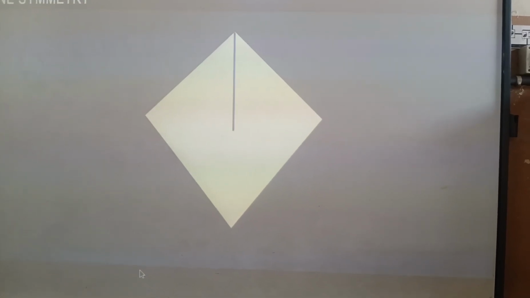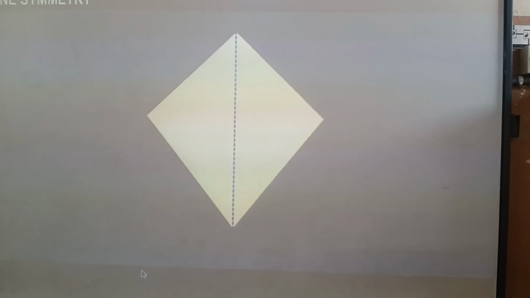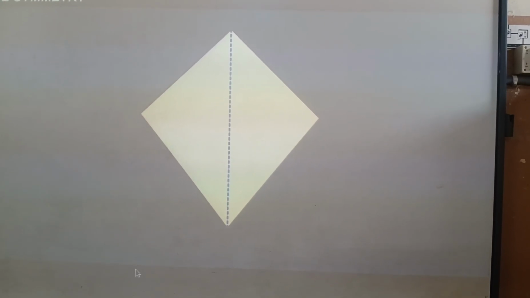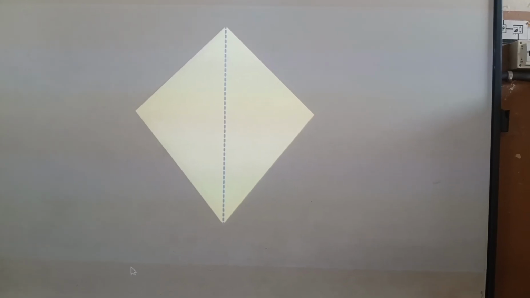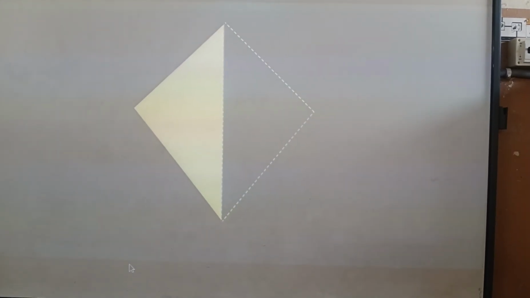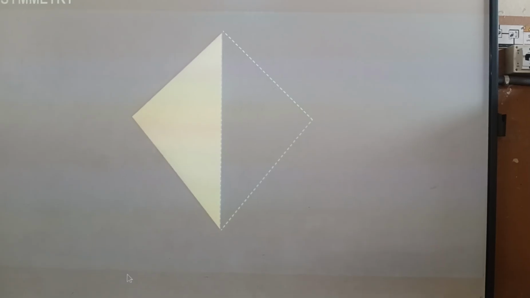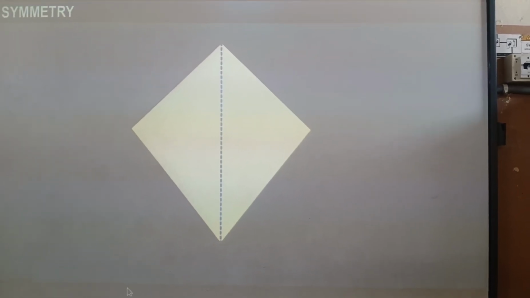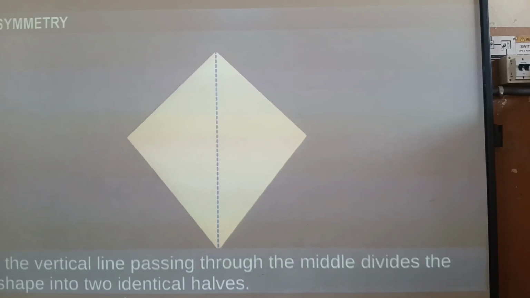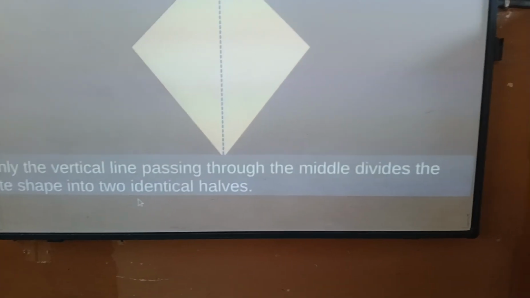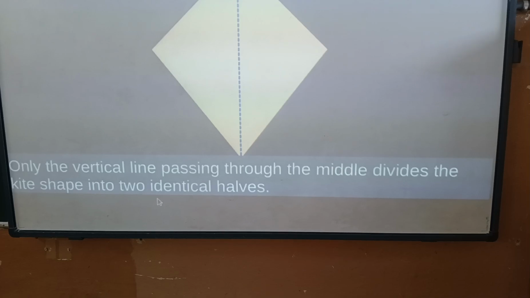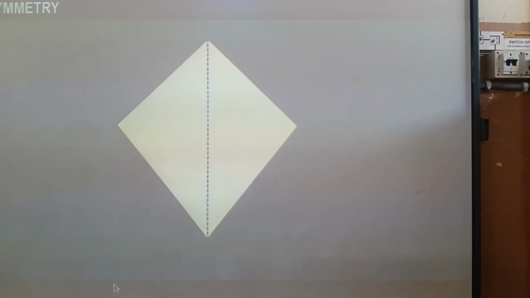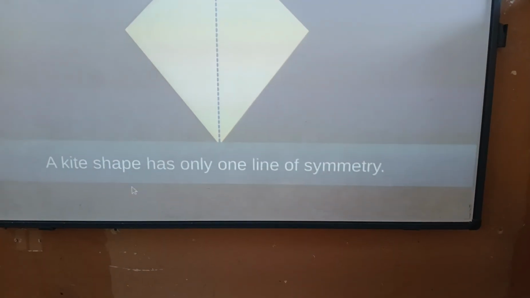Now, consider this vertical line. Let us see if this is a line of symmetry for the kite shape. As the vertical line divides the kite shape into two identical halves, it is a line of symmetry for the given shape. If you try folding a kite in different ways, you will see that only the vertical line passing through the middle divides it into two identical halves. Thus, we can say that a kite shape has only one line of symmetry.